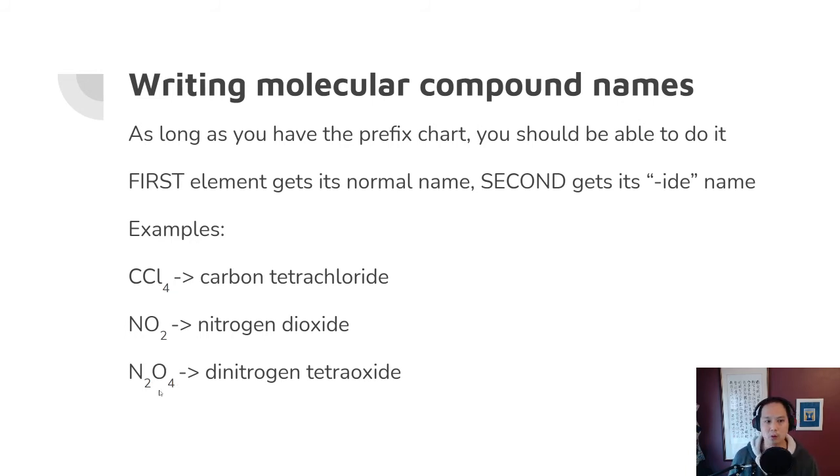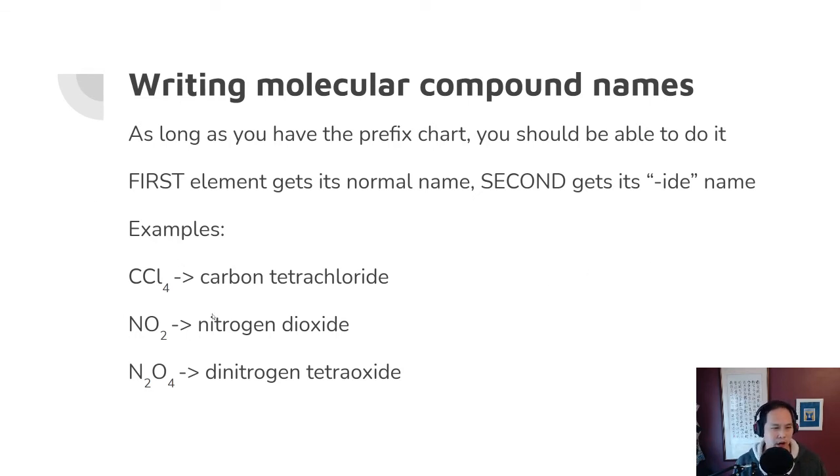Okay. So you see how, with the prefixes, in some ways it just makes things easier because you're just saying exactly how many of each thing there is. It's not like with ionic compounds where you have to do any crisscross nonsense or figuring out how to balance it or whatever. You know exactly the number of each that you're supposed to get.